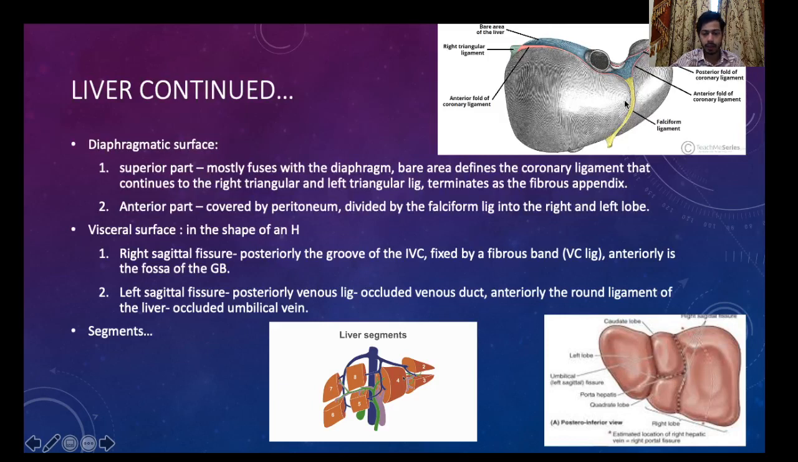The anterior part is obviously covered by peritoneum. And it is divided into the right lobe and the left lobe, and it's divided by the falciform ligament, which is probably the most visible ligament when it comes to dissections, because it's just the most simple one that you can see. And it's usually the one that most people are asked to point out.